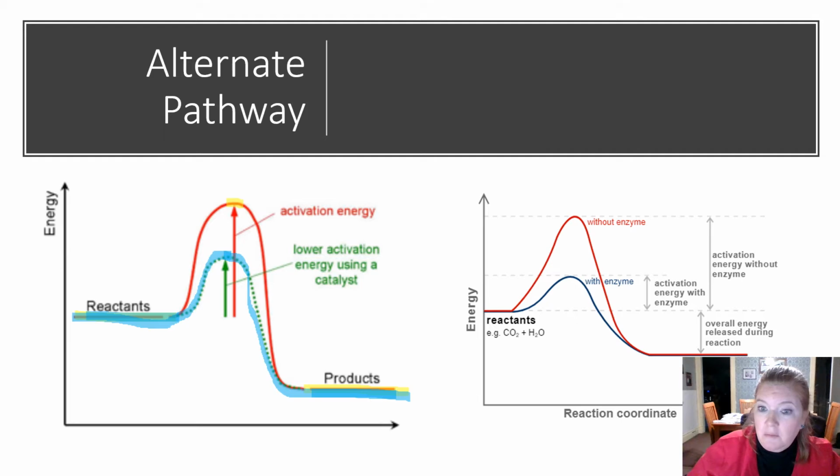Okay, so we don't change the start and we don't change the end. We just make it a little bit of a shortcut, but the shape has to be the same. So we start with reactants, go up, but not as high, and come back to the products. So there is the pathway for a catalyst.